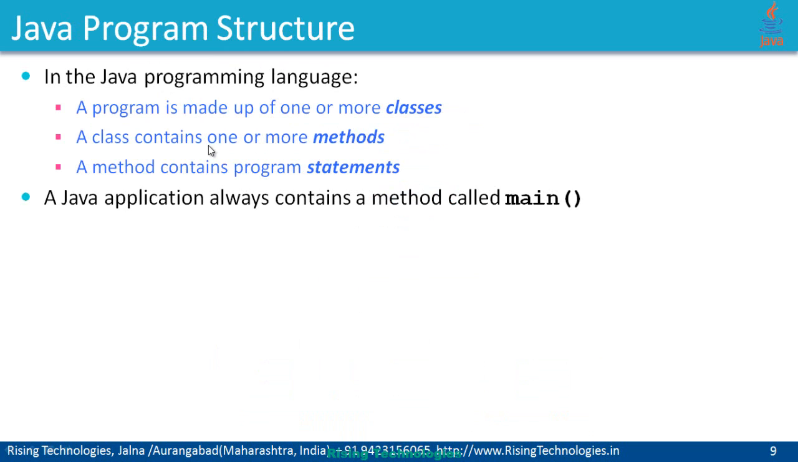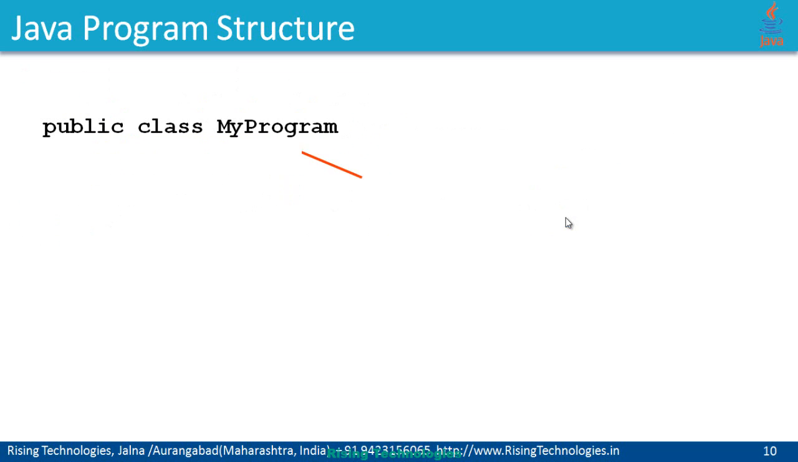A class contains one or more methods, and a method contains some executable statements. Remember that a Java application always contains a method with the name main, because main is the gateway, or you can say the entry point, of any Java application. So this is the structure of a simple Java program.